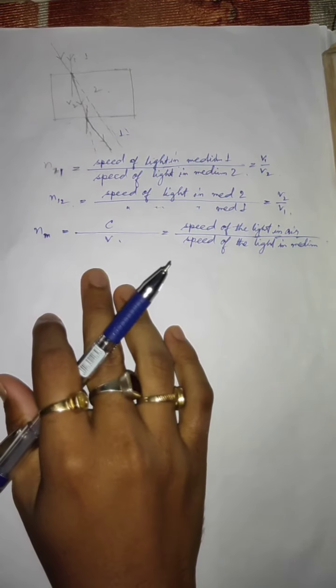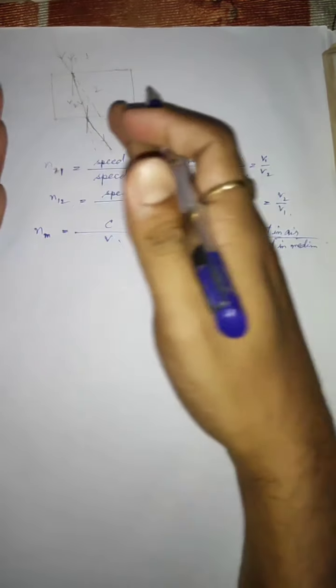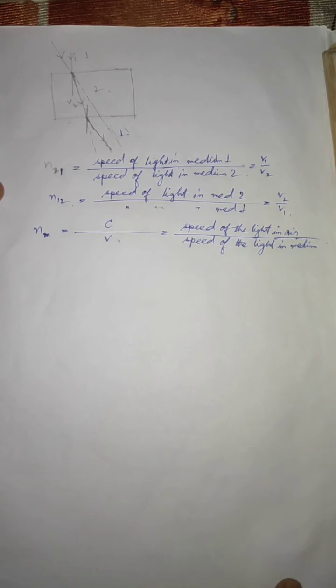So I hope you got the refractive index. Actually refractive index is nothing but to what extent the light ray has bent towards the normal or away from the normal. This is actually called the refractive index, and it is a constant term.